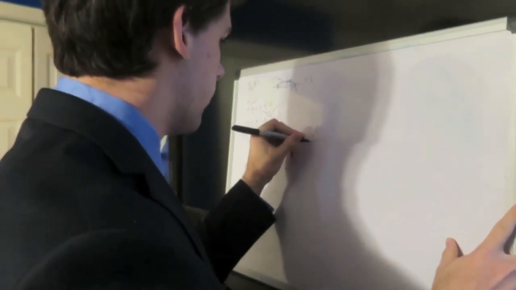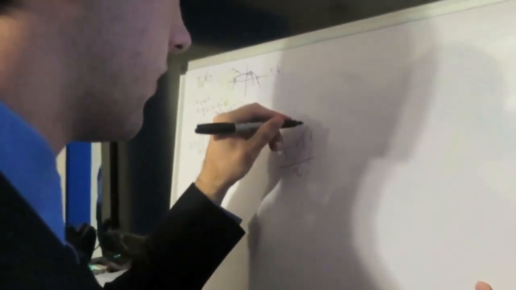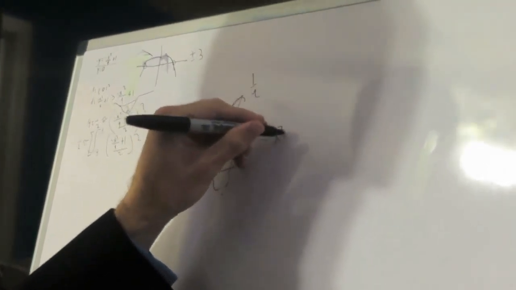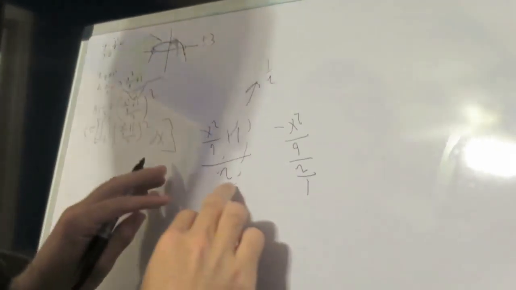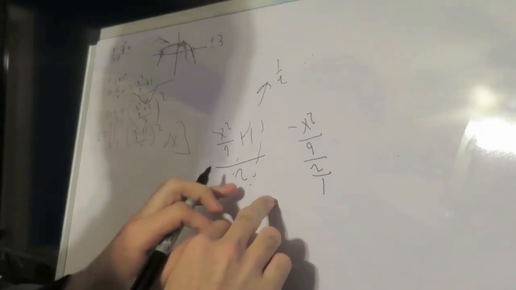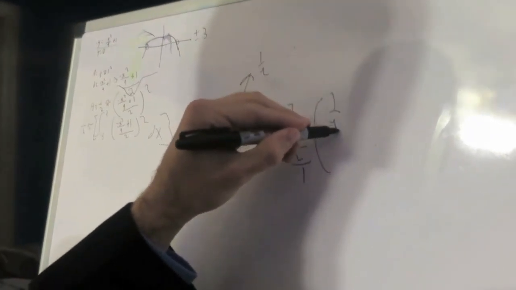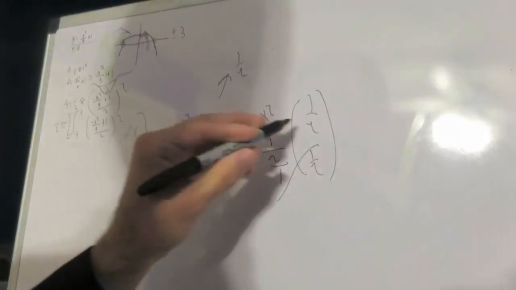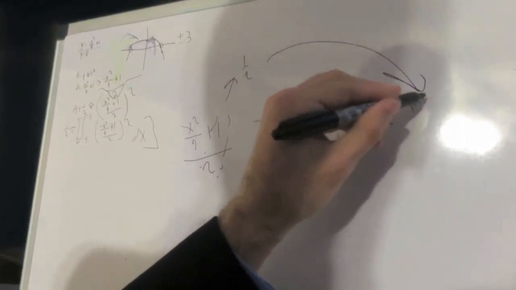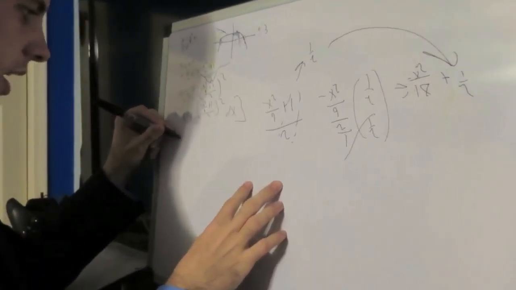Negative x squared over 9 plus 1 divided by 2. Let's take this over here. We know that's 1/2. Let's keep that. Negative x squared over 9 over 2 over 1. Because we know right here, x squared over 9 is a numerator, and 2 is the denominator here, actually because it's over 1. So this right here is over that. So we multiply by the reciprocal. And we get negative x squared over 18 plus 1/2. That's right.